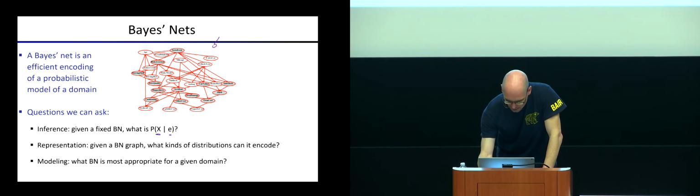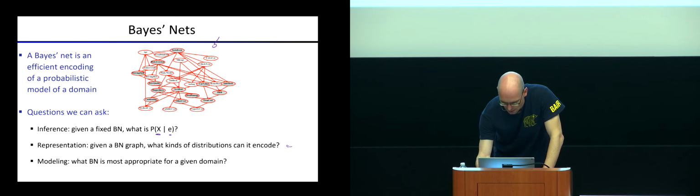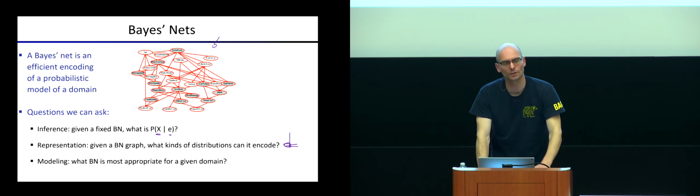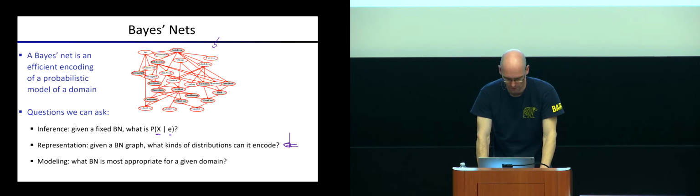You can also ask representation questions. Given a Bayes net graph, what kind of distributions can it encode? That's what we're going to look at a lot today. What kind of assumptions do you really make when you put down a Bayes net? What do you gain? What do you lose?